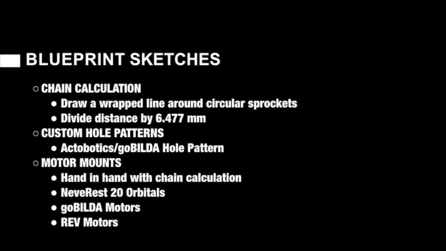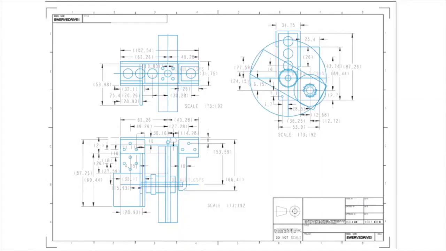Next, you can create custom hole patterns such as Actobotics, GoBuilda hole patterns, or you can even create your own patterns. Motor mounts are big ones because they go hand in hand with chain calculations, and you can use the motor mounts with the GoBuilda series motors, Rev series motors, AndyMark series motors, or any other motors that you might use in FTC, such as Matrix or Tetrix. If you look over here, this is an example of a motor mount that we designed in CAD. This is an example of a two-dimensional sketch or drawing as you see in CAD that we talked about earlier.